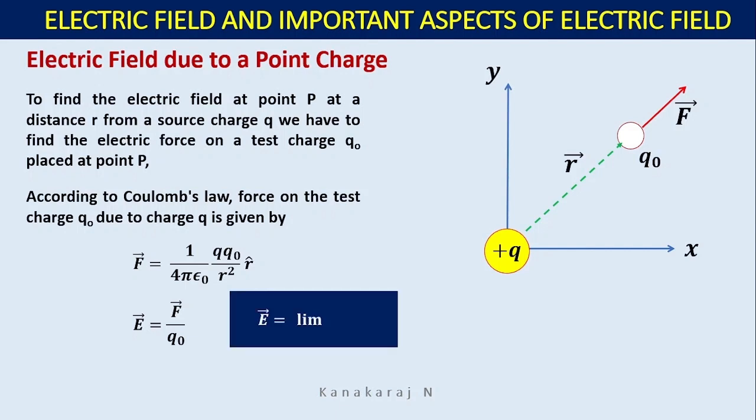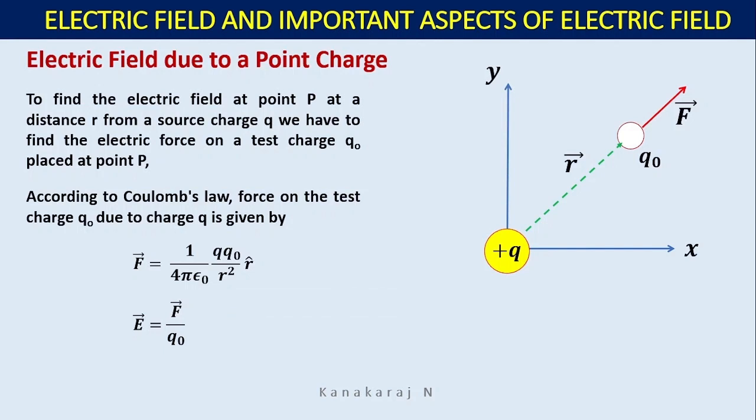And remember that this Q naught must not disturb the electric field produced by the source charge, so it must be very small. So E vector equals the limit Q naught tending to 0 of F vector by Q naught. Let us note this, but let us avoid it in our calculation right now.